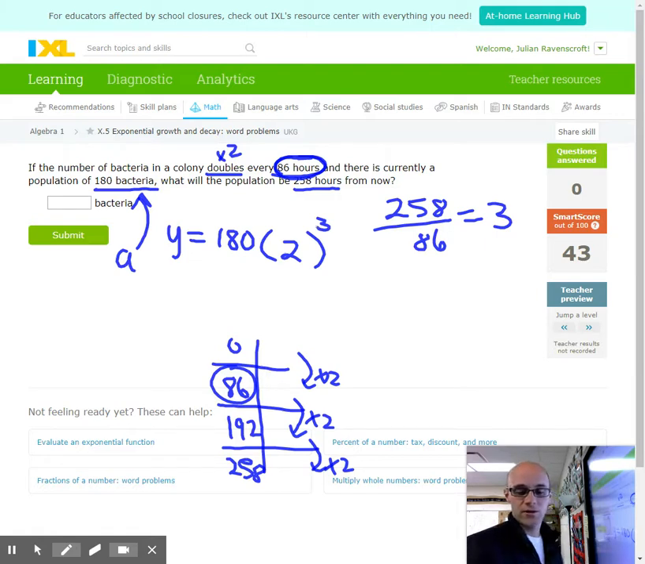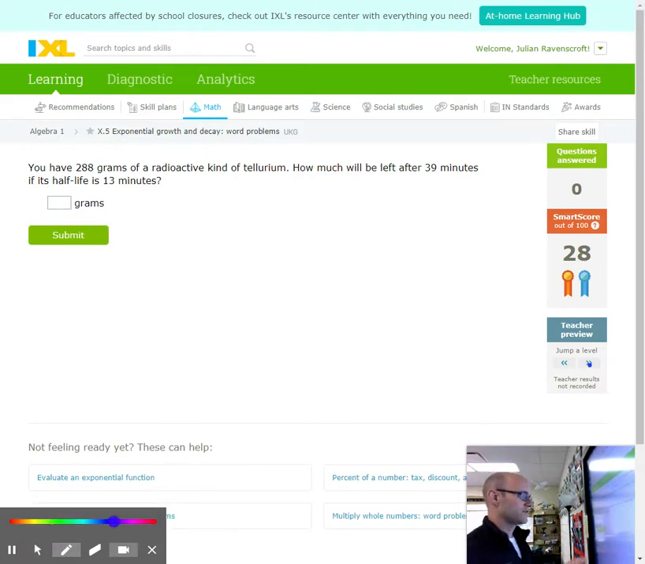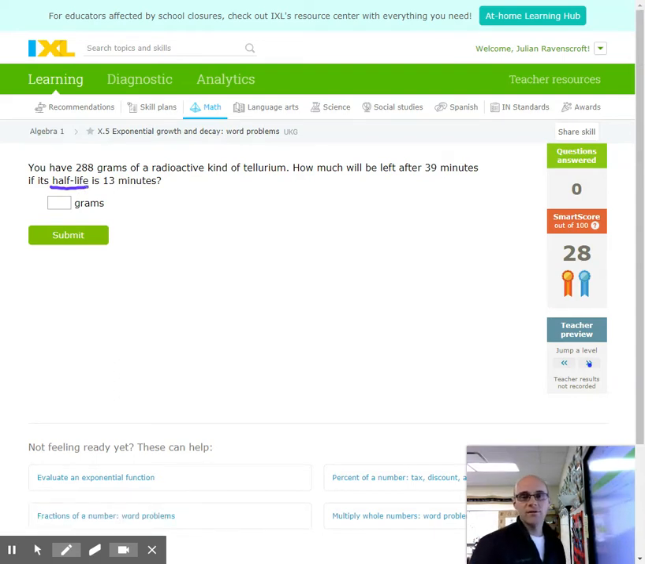Let's take a look at another one here. Aha, I found it. This is one of the last problems I wanted to make sure you guys saw before we wrap up this topic. There's a common chemistry term of half-life. I'm almost at my half-life, so I might have half my life gone, half of my time left. So half-life in chemistry is talking about if you have a sample of something, how long it will take before half of its mass is gone. So let's read it. You have 288 grams of radioactive tellurium. How much would be left after 39 minutes if its half-life is 13 minutes?